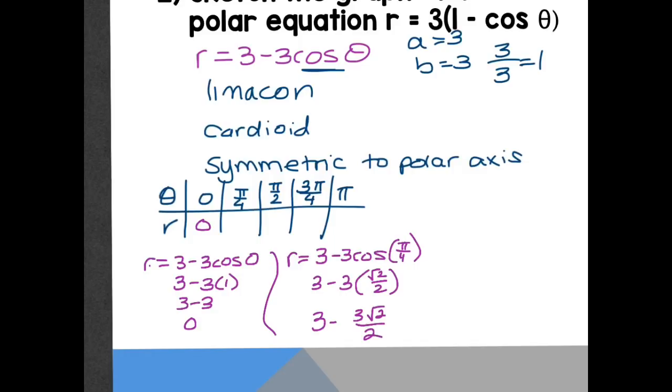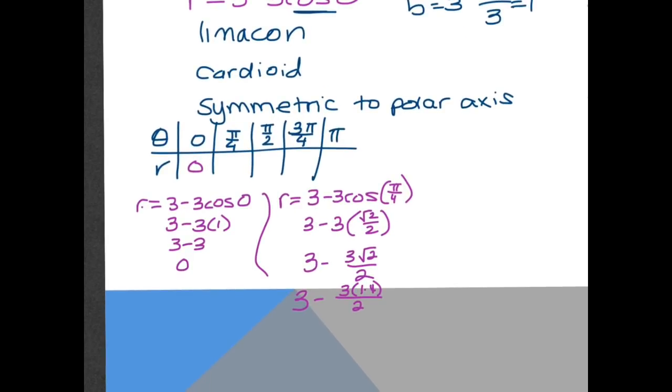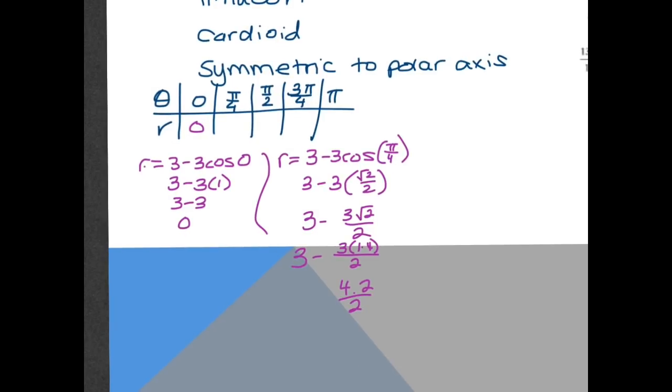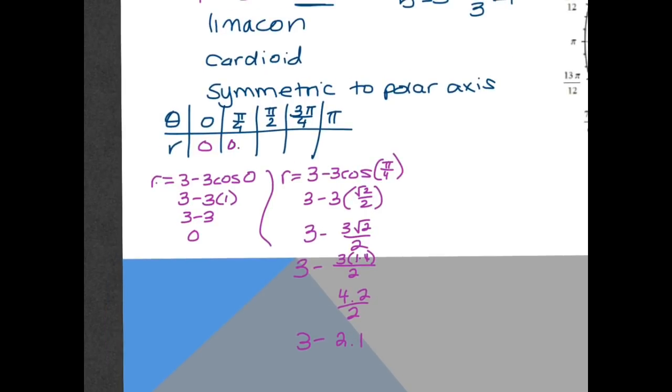We talked about before that we want to estimate this. If you wanted to keep it exact, you could keep it the way that it is, but when we get square root 3 and square root 2, we want to estimate that. So square root 2 we'll estimate as 1.4. So this is really 3 minus 3 times 1.4 over 2. And 3 times 1.4 is 4.2, and that divided by 2 would be 2.1. So I have 3 minus 2.1, which is 0.9.